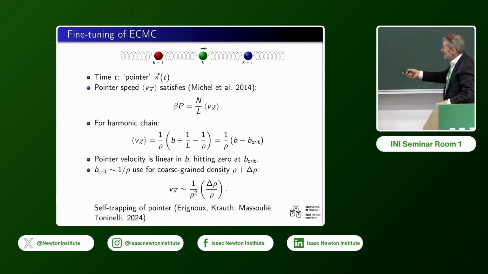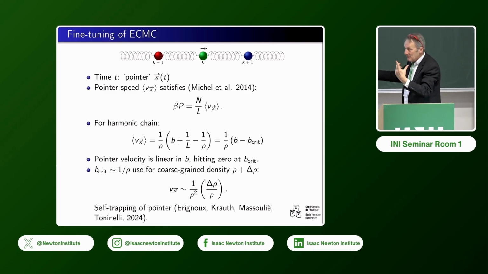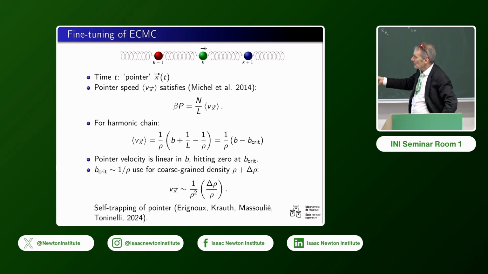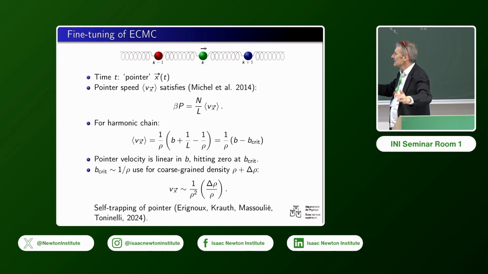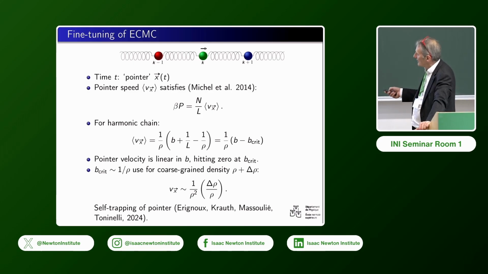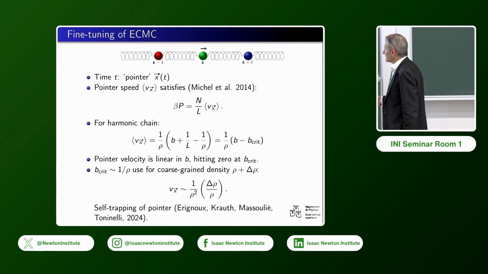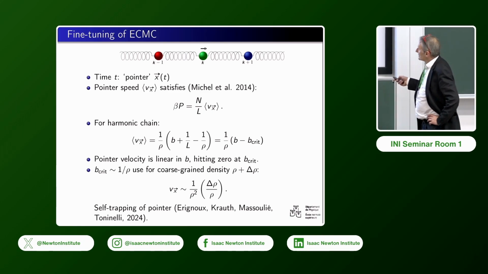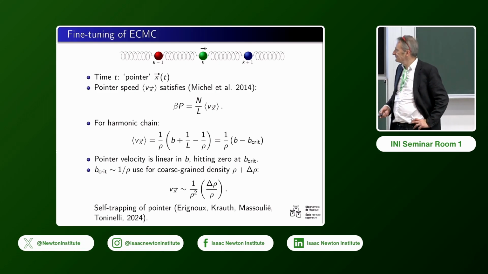And it's really marvelous that an estimator of the pressure, of this derivative of the partition function, is given by the expectation of the speed of the pointer. For the harmonic chain, Vx is equal to this formula. We had it before. I deduce it from what I had before because I know P. P is B plus 1 over L plus 1 over the density, where the density is N over L. So this is 1 over density times B minus a critical B.